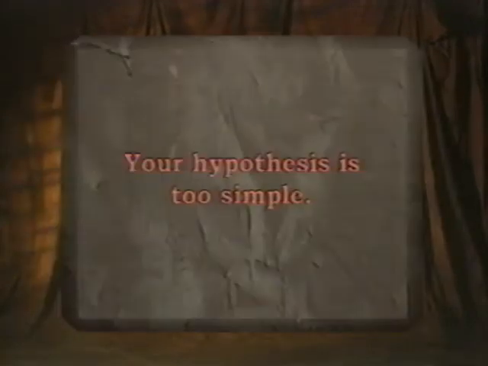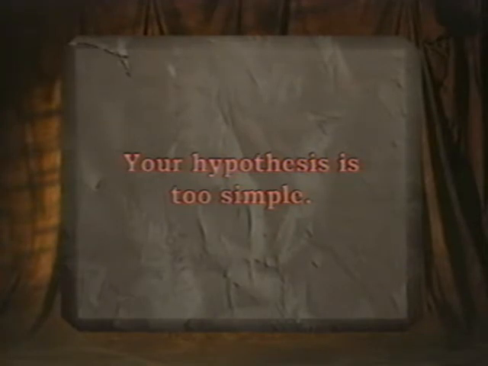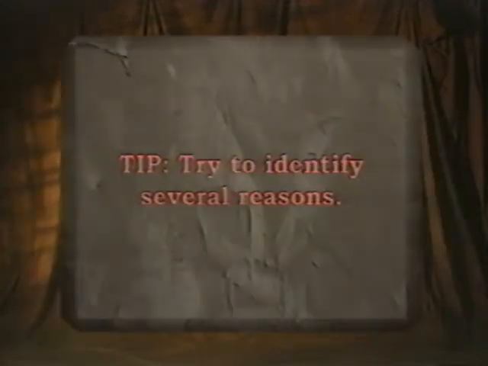Your explanation is too simple. In general, if you've developed an explanation that seems too simple, it probably is. Community problems are usually complex. In our example, it would be too easy to say that it's just a matter of poor lighting. Tip: don't try to identify one main reason for the problem. It may be a combination of several.